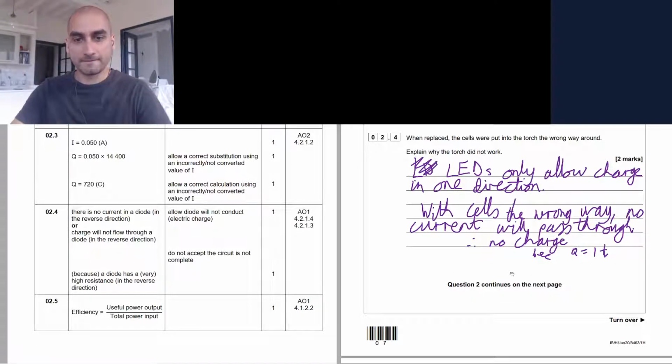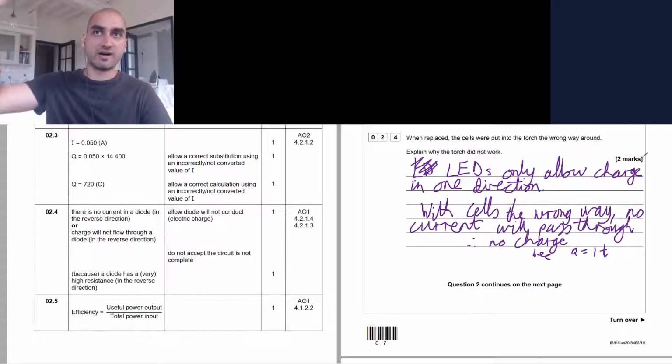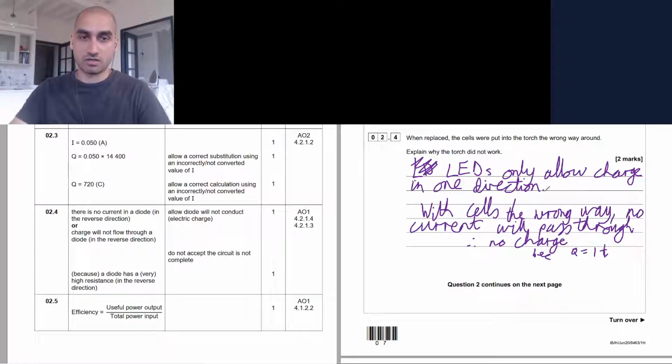Oh, you need to say the resistance. Because it's not technically infinite, is it? It's just very, very high. So current can go through in the opposite direction, it just has a very high resistance. So the graph looks like... What does it look like? I don't know. But yeah, I lost a mark there.